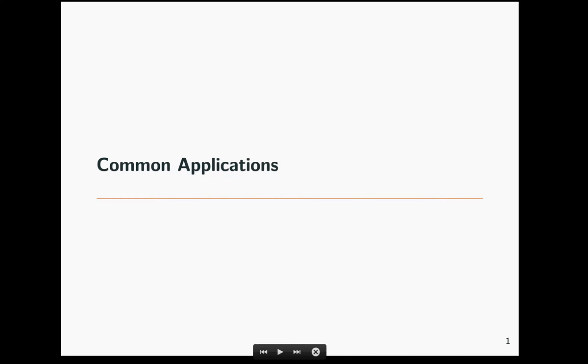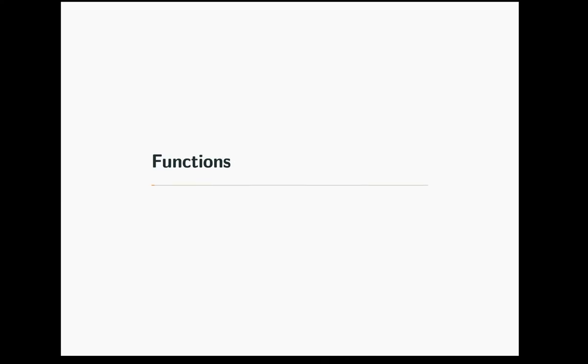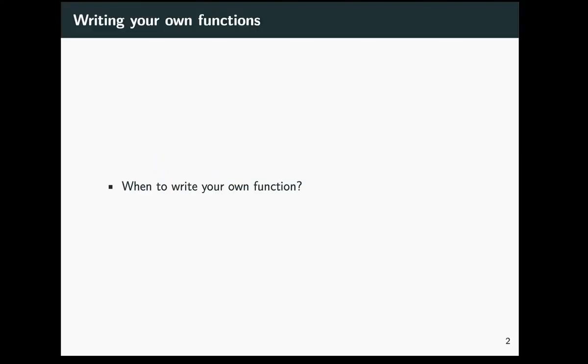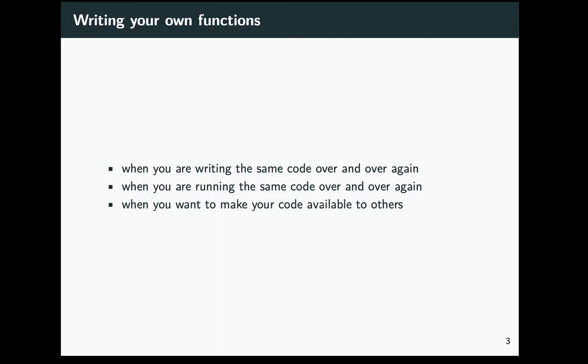First thing I'd like to look at today is going over writing your own functions. This is going to be really helpful for your group projects. So when you write your own function, when do you want to do it? There's probably three main situations you'd want to write your own function. One, when you find yourself writing the same code over and over again. Two, when you find yourself running the same code over and over again. And finally, when you want to make code that you've written available to others.